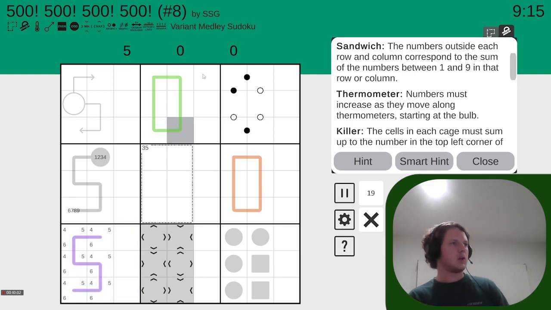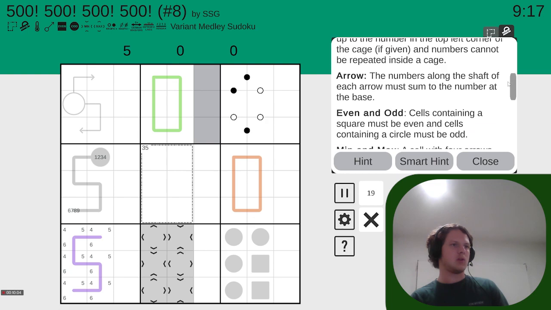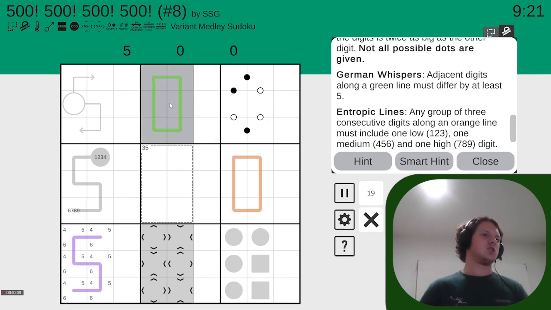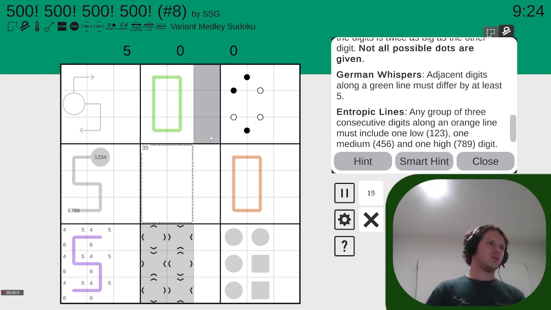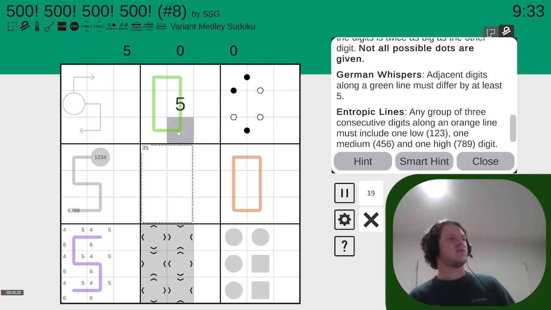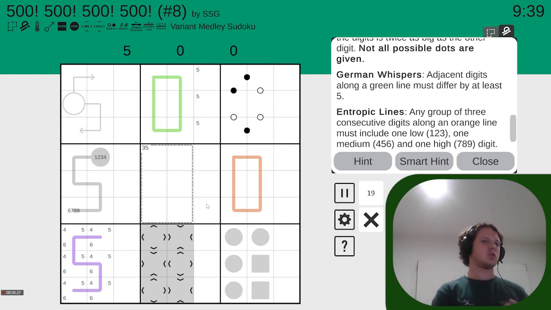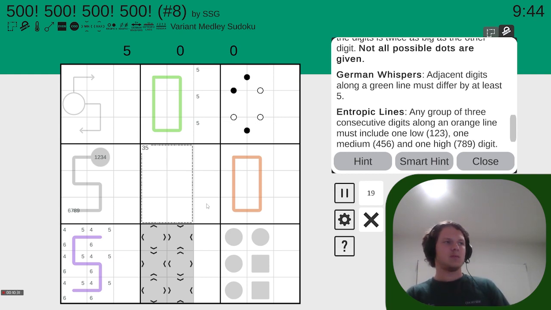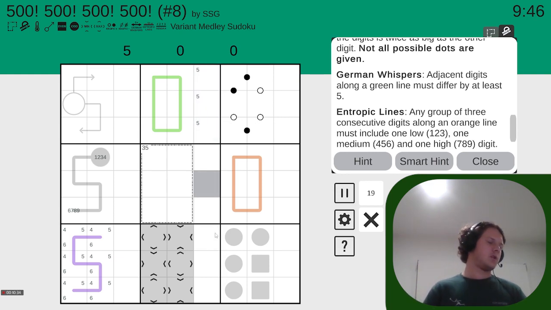The green, which is a German whisper. Adjacent digits must differ by at least 5. The special rule with these, which I've done before, is that a 5 cannot appear on a German whisper, because if I've put a 5, that's annoying. This digit has to differ by at least 5, so it has to be a 0 or a 10. And both of those digits are invalid in a Sudoku.